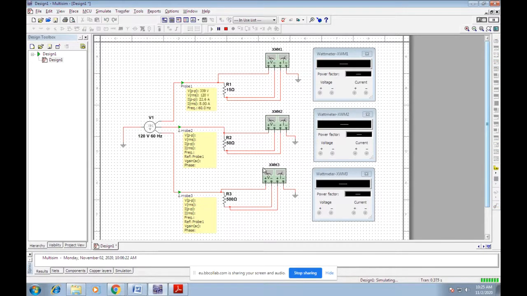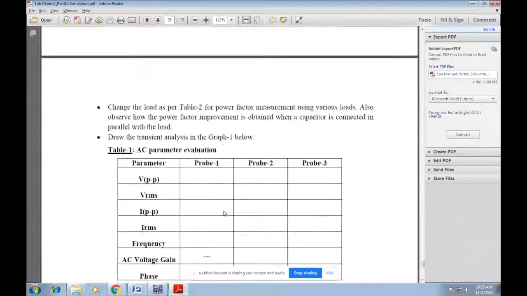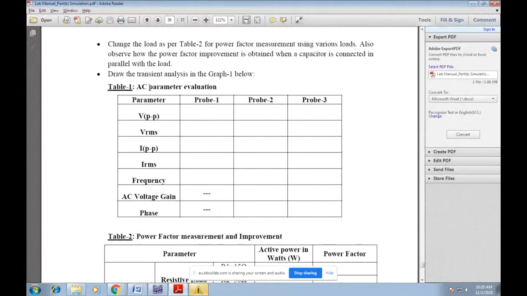Okay. So if you run the simulation, after you simulate it, you will get some values for all the probes, probe 1, probe 2, probe 3, and some volt, power and power factor for each of them. Okay, so you have to use table 1 from the experiment lab manual.